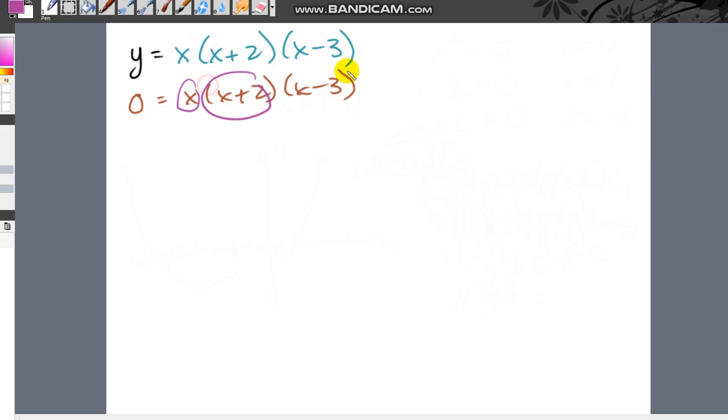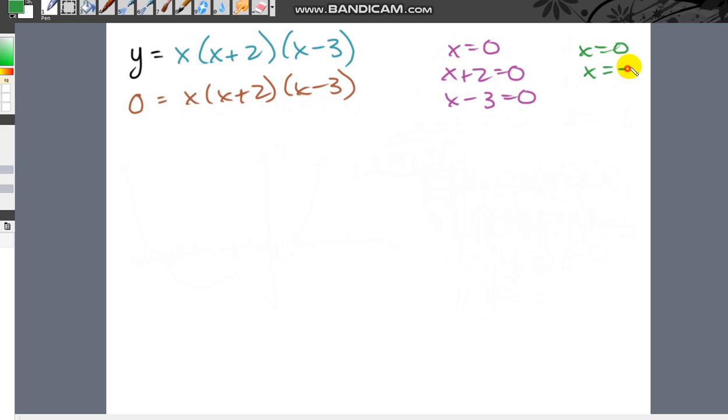We take each of these factors and set them equal to 0. So we get x equals 0, x plus 2 equals 0, and x minus 3 equals 0. Solving for x, we get x equals 0. Subtract 2 from both sides, we get x equals -2. Add 3 to both sides, we get x equals 3. So these right here are our x-intercepts.